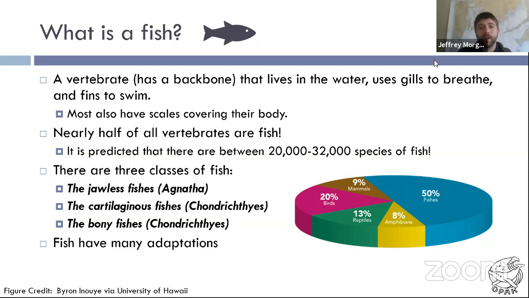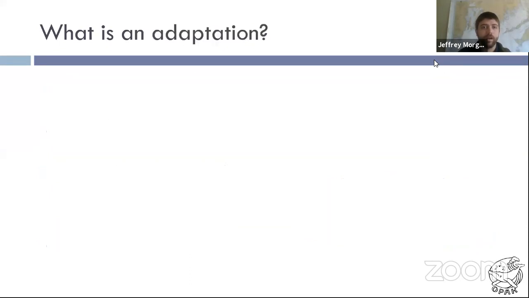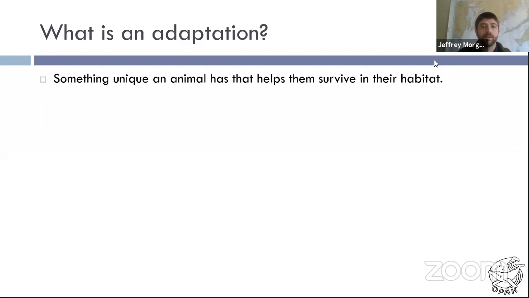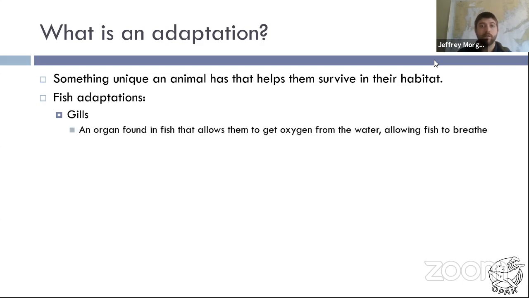Fish have many different adaptations that help them survive in the water. An adaptation is something unique that an animal has that helps them survive in their habitat. So our marine mammals had unique adaptations to help them survive in their habitats, and fish have the same. The big one being gills. Gills allow fish to breathe underwater.